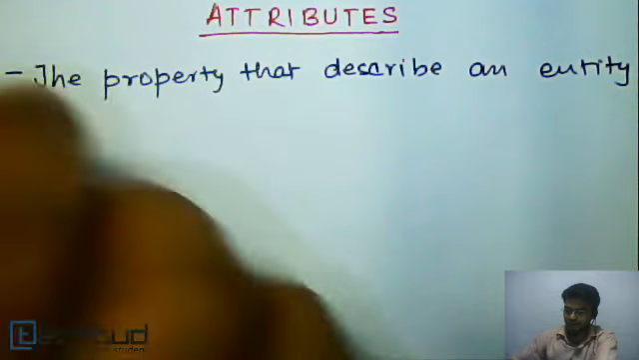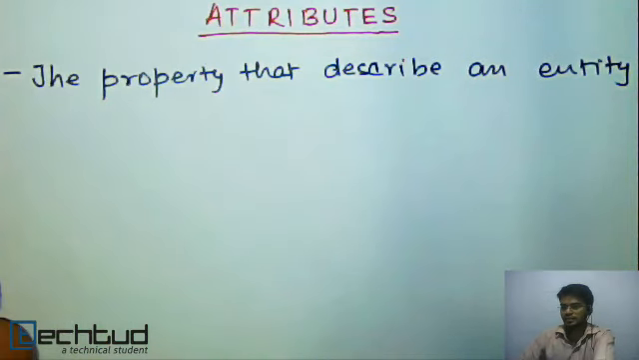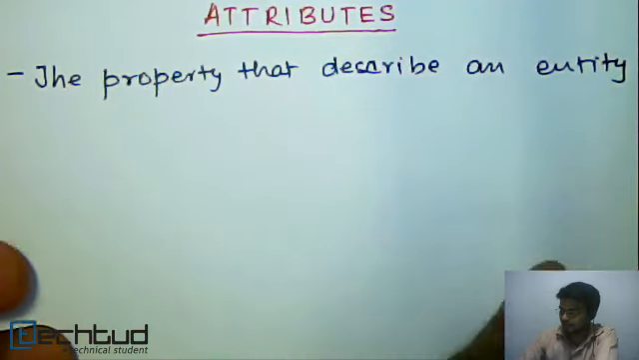So today we will understand what is attribute and its domain. Okay, so let's start. Attribute is the property that describes an entity. Okay, so what do we mean by it?